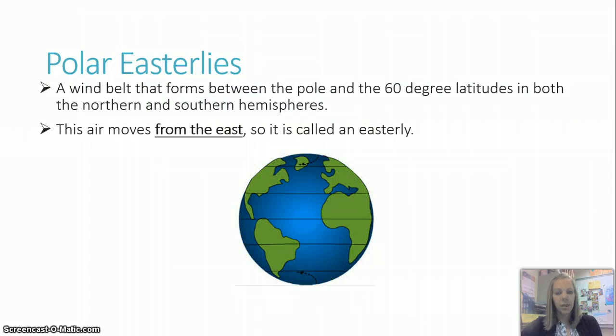Next we have the polar easterlies. We just talked about these in the last slide, so I'll just review. These are located at the very far south part of Earth, or the very northern part of Earth. And these again move from the east to the west, so that's why they are called the easterlies. These move similar to the trade winds.